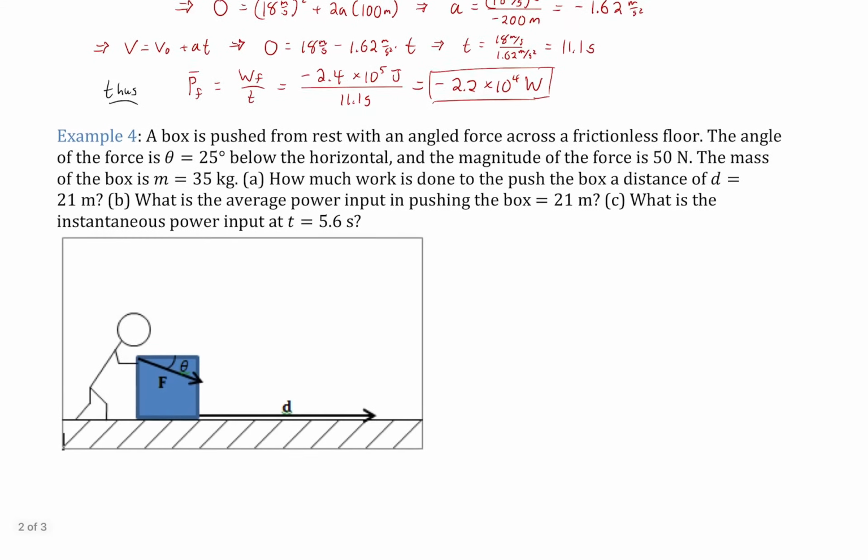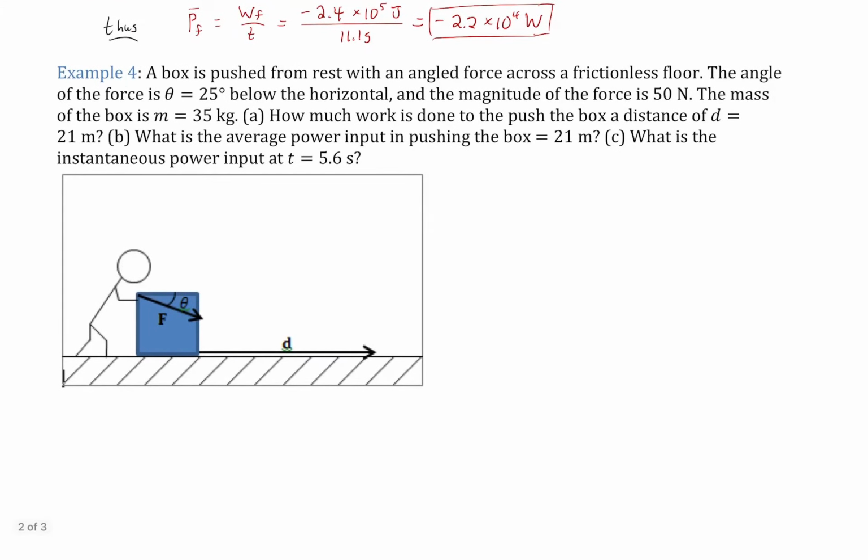All right, last one. This one has both instantaneous and average power. So a box is pushed from rest with an angled force across a frictionless floor. We'd have a fun free body diagram if we made it friction, right? That'd be a good one. The angle is negative 25 degrees, or 25 degrees below the horizontal, and the magnitude of the force is 50 newtons. The mass of the box we know: 35 kilograms. How much work is done to push the box a distance of 20 meters?